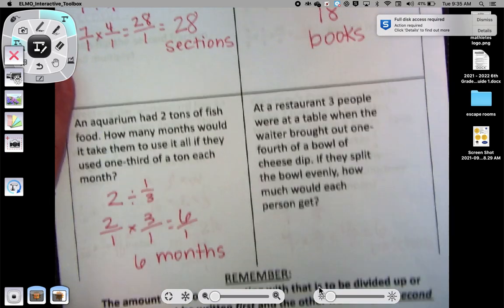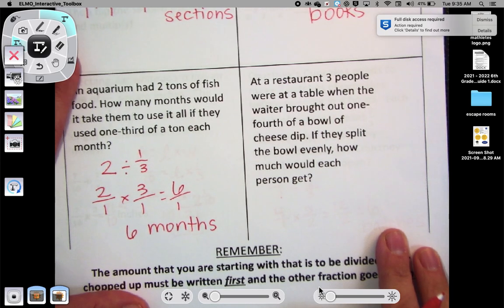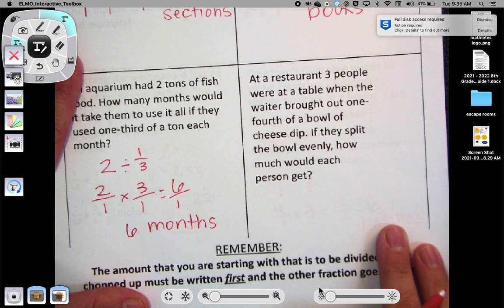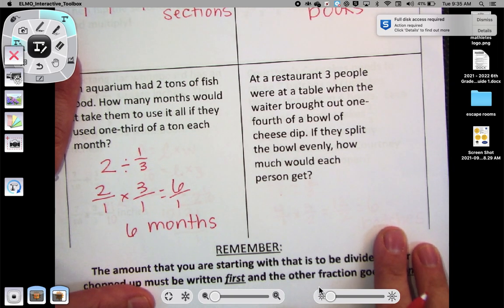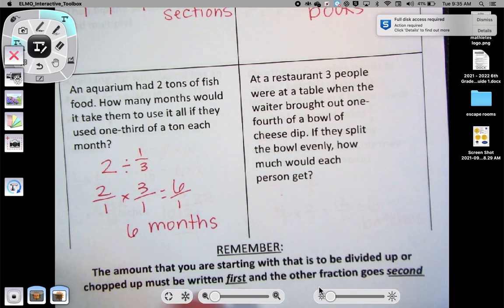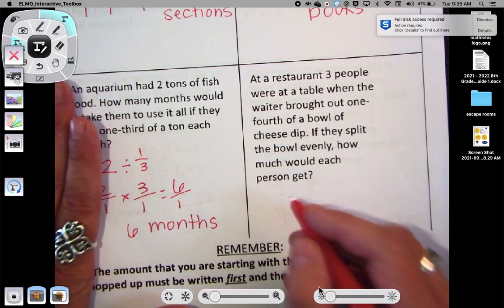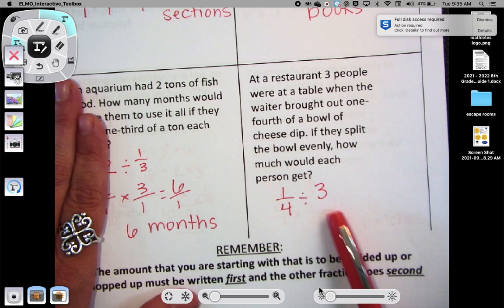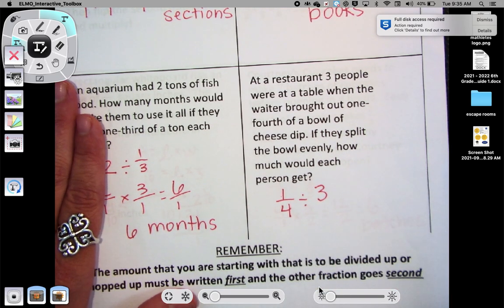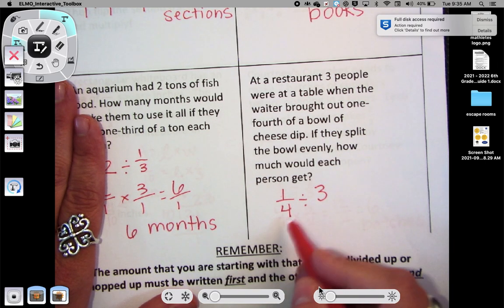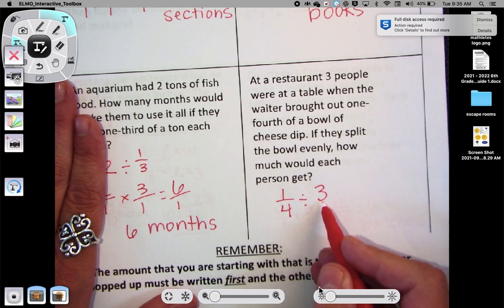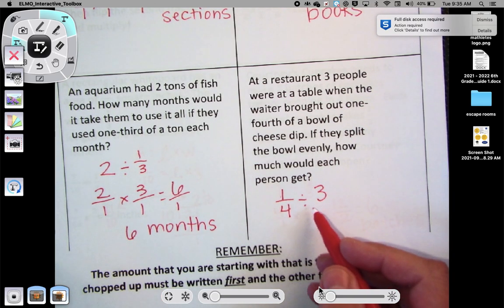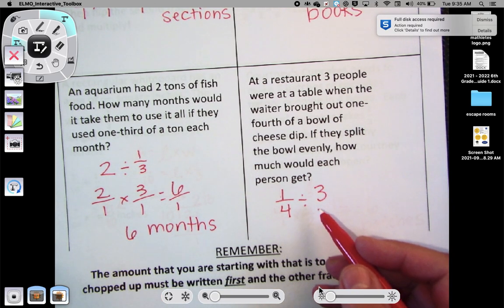Okay, at a restaurant, 3 people were at a table. When the waiter brought out 1/4 of a bowl of cheese dip, they split the bowl evenly. How much would each person get? Now, are we dividing up the people or are we dividing up the bowl of cheese dip? We're taking that 1/4 of a bowl and dividing it with 3 people. This might be something you see. If you only have a fraction of a pizza left and you and 2 friends wanted to share it, you could divide these fractions and determine how much of the pizza each person gets.